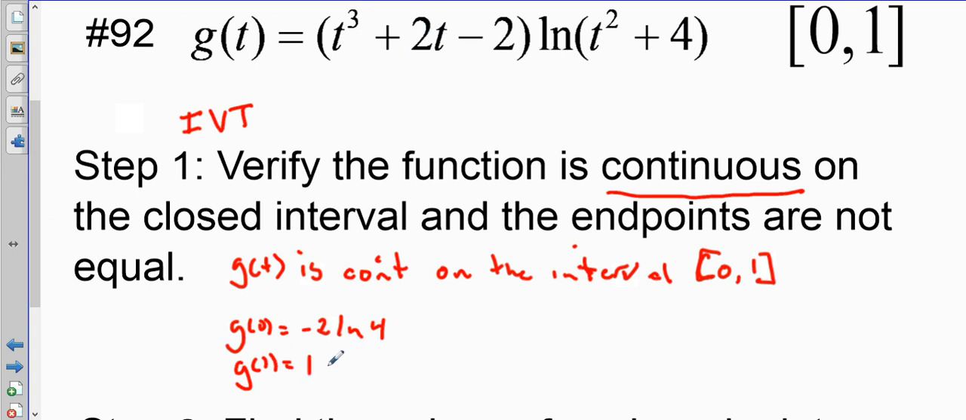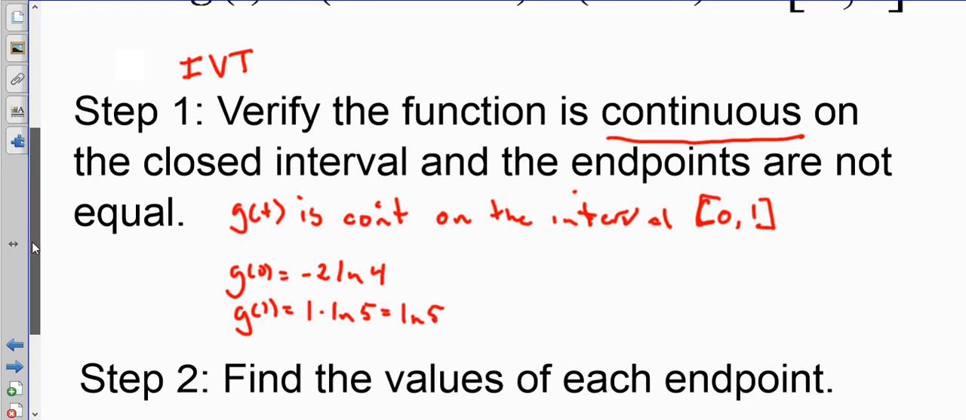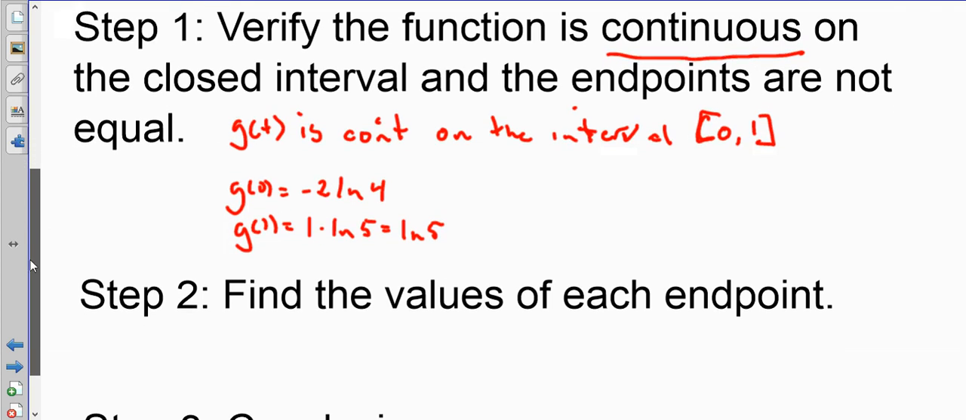All right, times natural log of 1, so it'll be natural log of 5. All right, natural log of 5, which would just be natural log of 5. Are these values equal? No, they are not equal. So now, next step is this. Find the values of the endpoints. Well, we verified that they're not equal, so we did find the values of the endpoints.